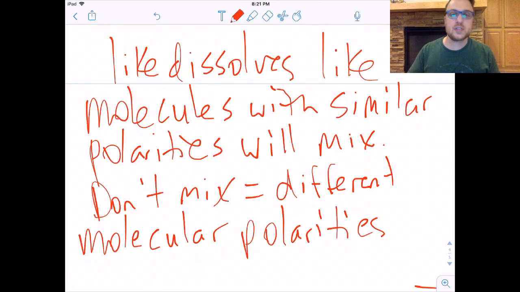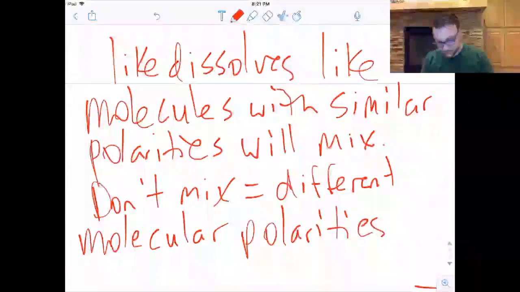The concept is similar polarity, mix. Different polarities don't mix. So polar and polar will mix. Nonpolar and nonpolar will mix. Polar and nonpolar will not mix. They will form a heterogeneous mixture, meaning separated layers.